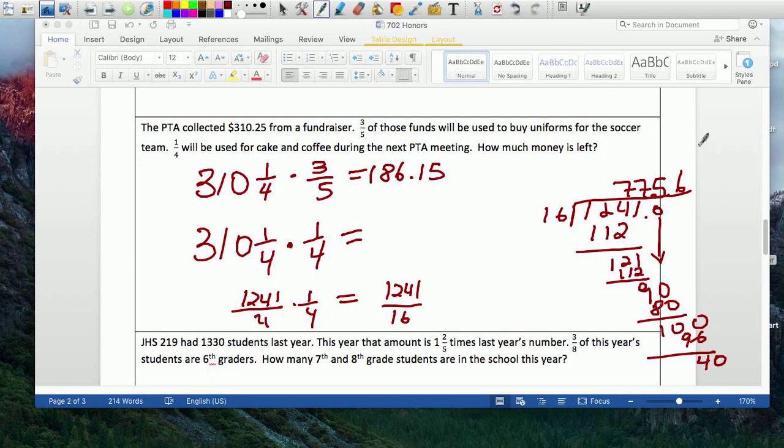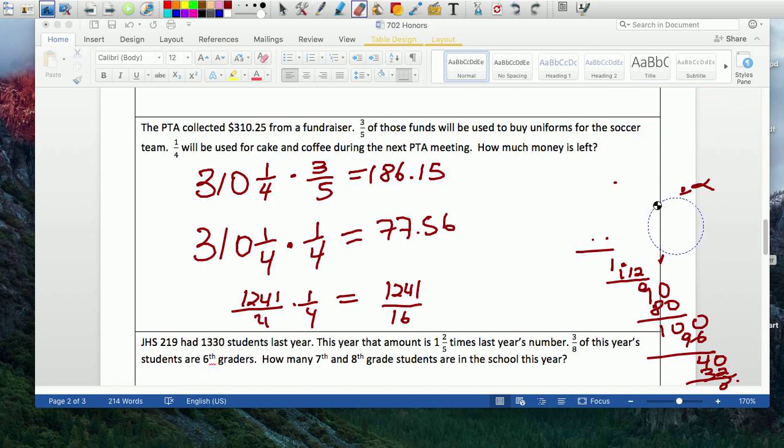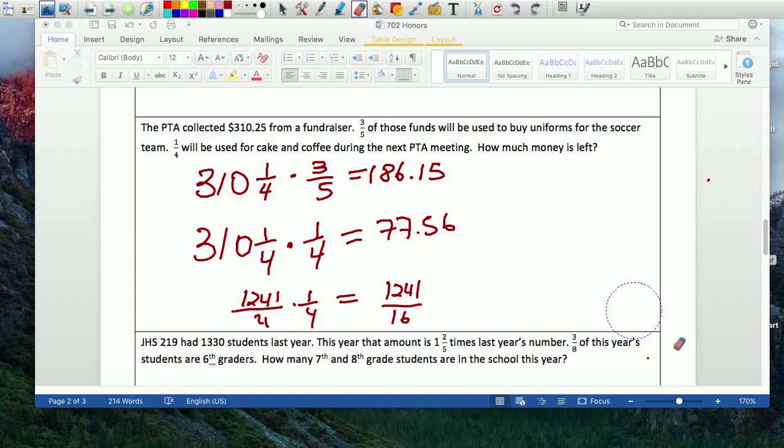And that's going to be a, what is it? A 2, which is going to be 32. Because we're talking about money, we're going to stop right here. So this rounds up to what? $77.56. So 1/4 of $310.25 is about 77.56. Okay.